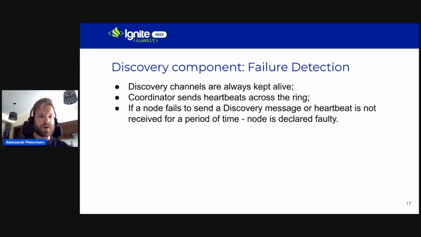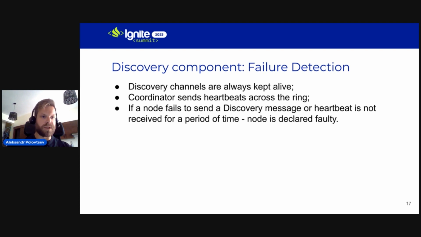Now we know how new nodes get added to the list of alive members, but when do they get removed from it? If a node does not leave the cluster gracefully and fails for some reason, then it needs to be removed automatically. This is called failure detection, and in Ignite 2 it is implemented on top of periodic sending of heartbeats across the ring by the coordinator.